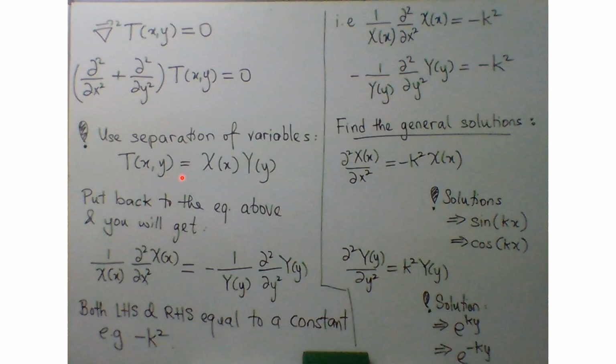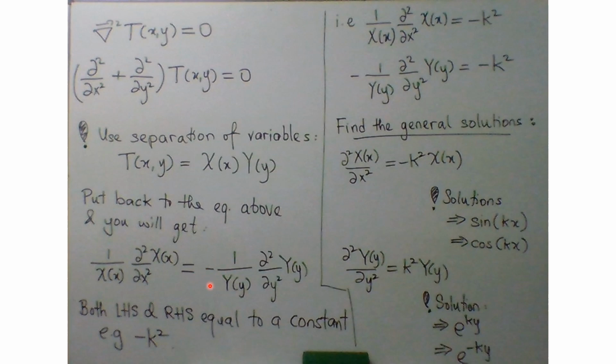Here we are going to substitute this into the equation, and then we are going to expand them, and you will get this equation over here. Notice there is a negative over here because this is a positive. When you expand and differentiate them, you are going to get a positive here, but then you move it to the right hand side, and then you have a negative sign.